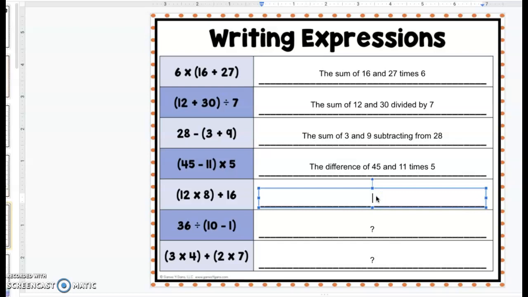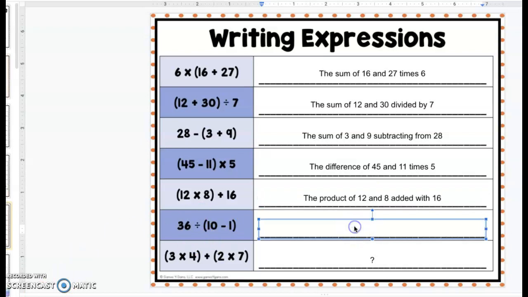Okay, the product of 12 and 8 added with 16. Okay, so we can say 36 divided by the difference of 10 and 1.